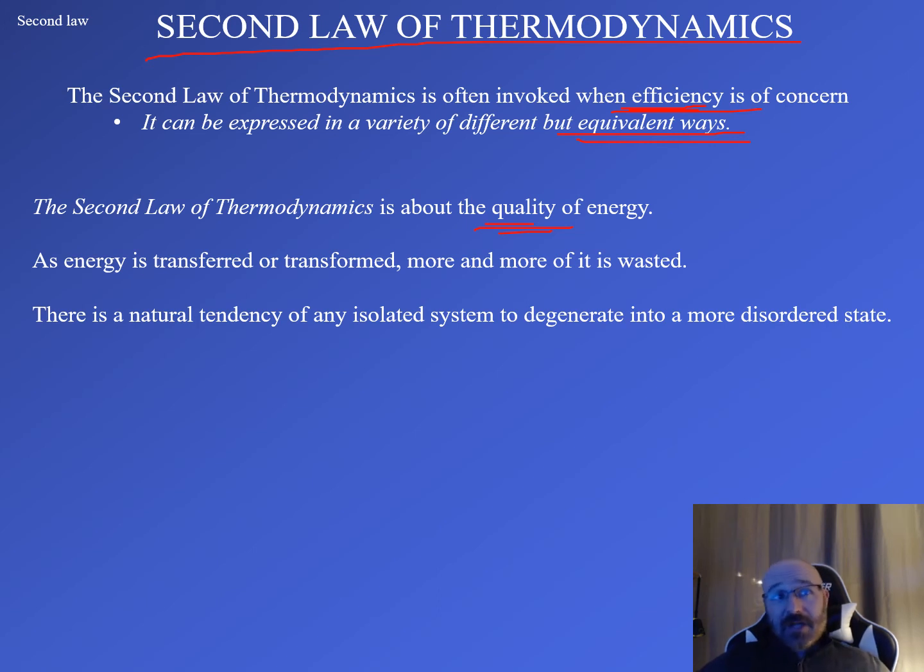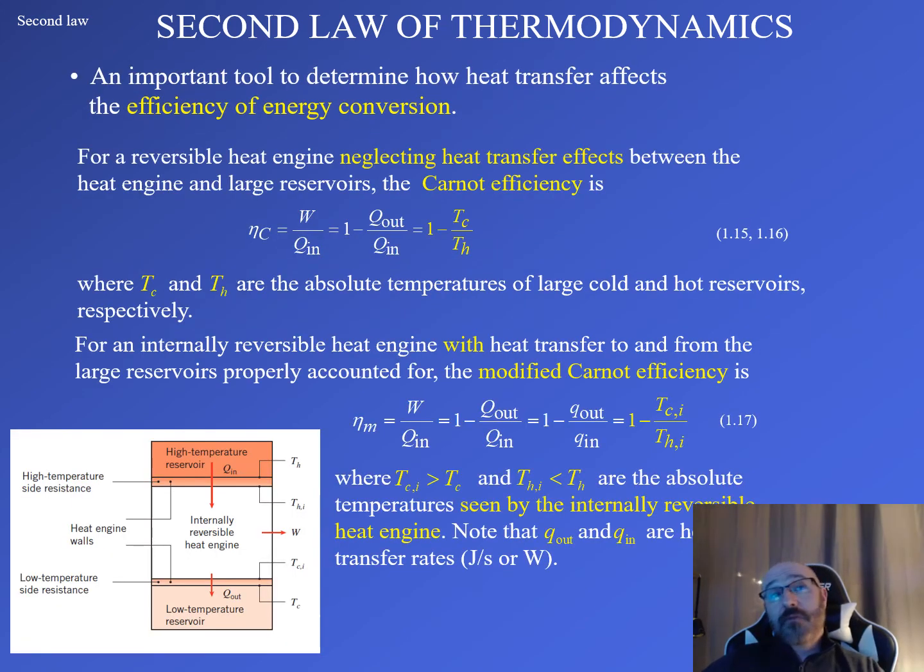So energy is transferred or transformed as this occurs. More and more of it is wasted, and there's a natural tendency of any isolated system to generate a more disordered state. So the second law of thermodynamics is an important tool in allowing us to determine how heat transfer affects the efficiency of energy conversion. So we talked about how we're utilizing the second law when we're interested and concerned with efficiency.